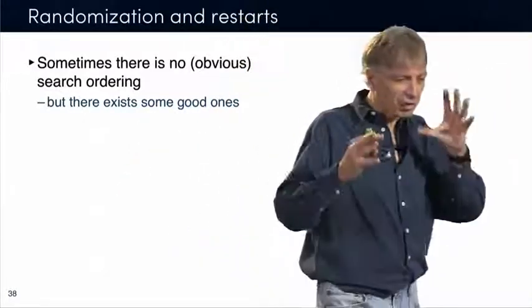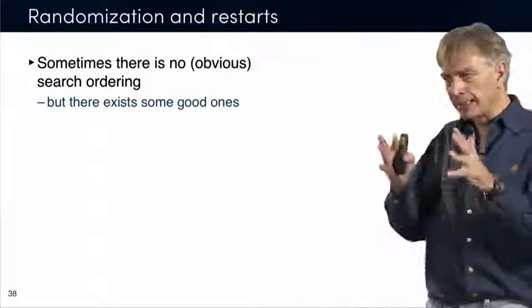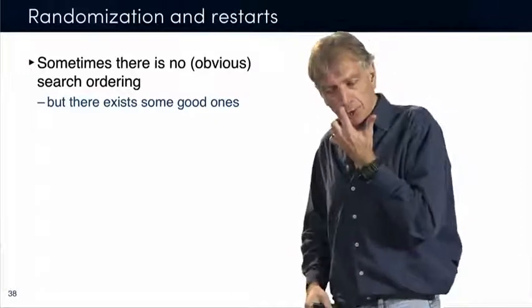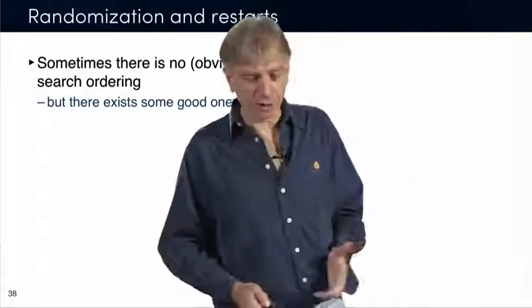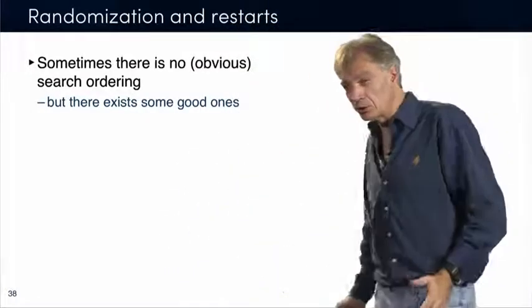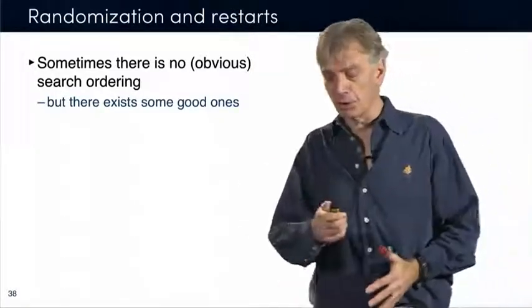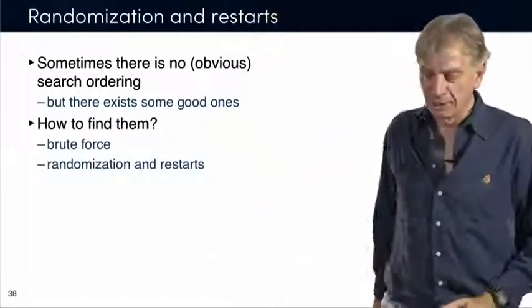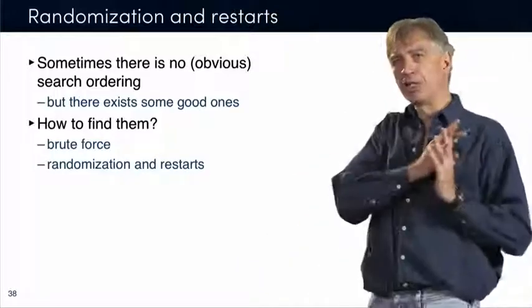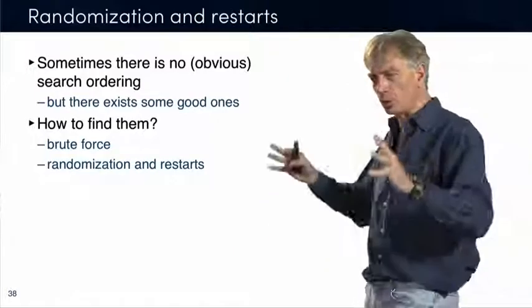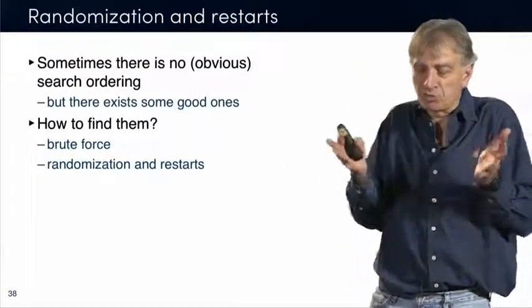So these are interesting problems where there is a good ordering, but it's very difficult to find it. What do you do when you are in a situation like that? You know that there is a good ordering, but you don't know where it is. So what we're going to do is brute force. Completely stupid. We're going to randomize. We're going to randomly generate some ordering, and hopefully we'll find good ones.